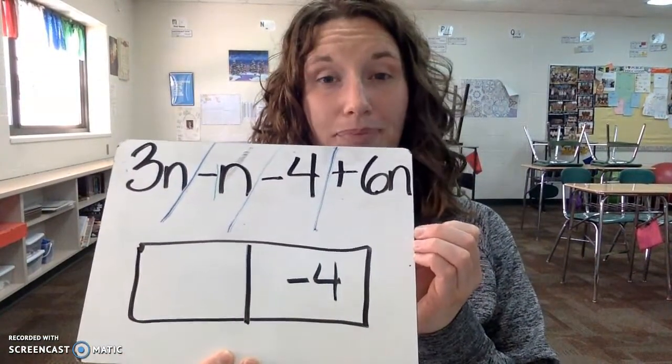Now you could make these into categories, into boxes if you'd like. That's actually an activity that we do in class. But I don't know if all of you have scissors at home or paper to print. So I can make 2 different boxes here. It can be the n boxes and the not n boxes. Well, the not n boxes just has a negative 4 in it. And then in the n box, I'm going to put 3n, negative 1n or minus 1n, and then a positive 6n.